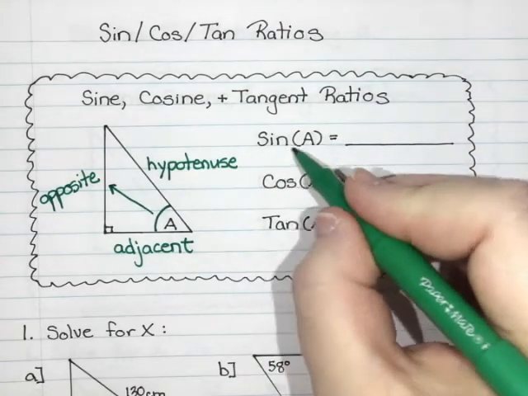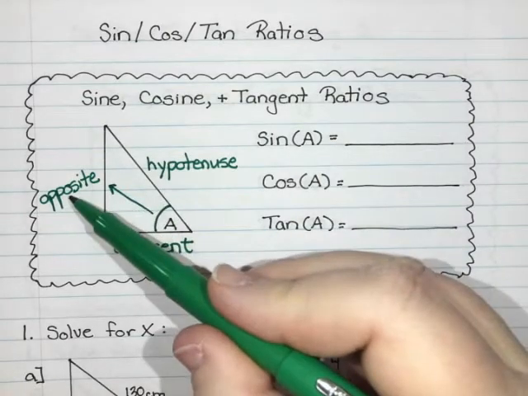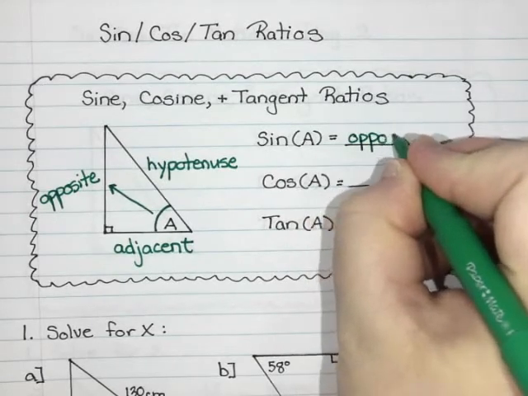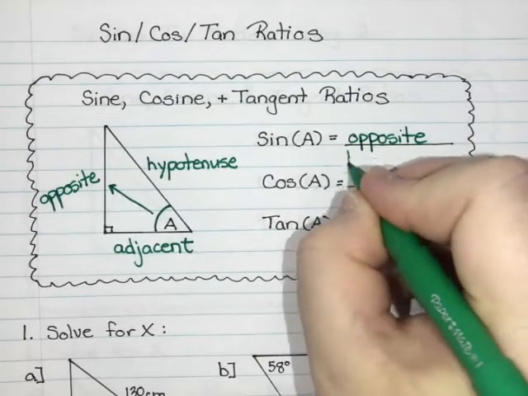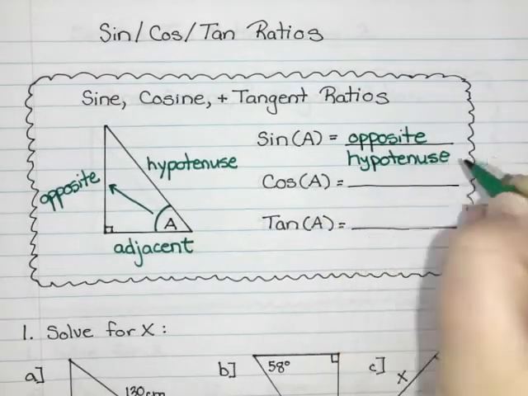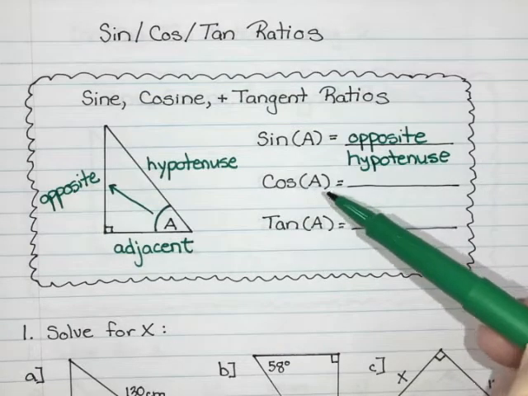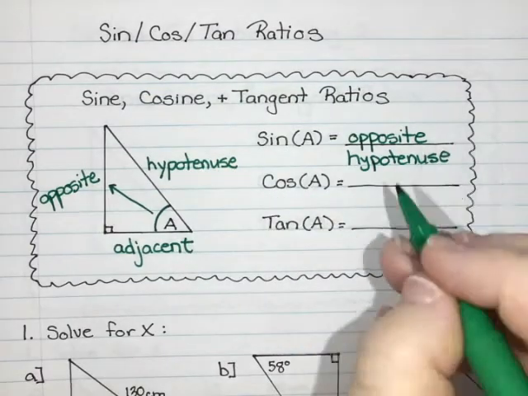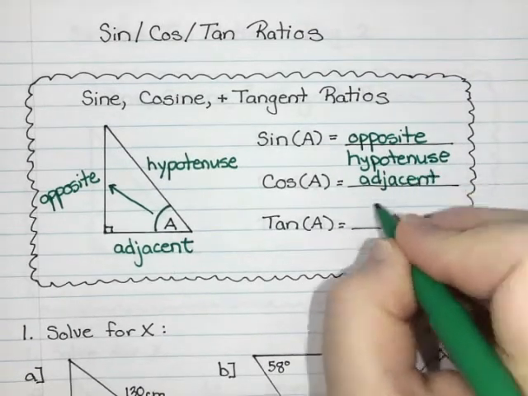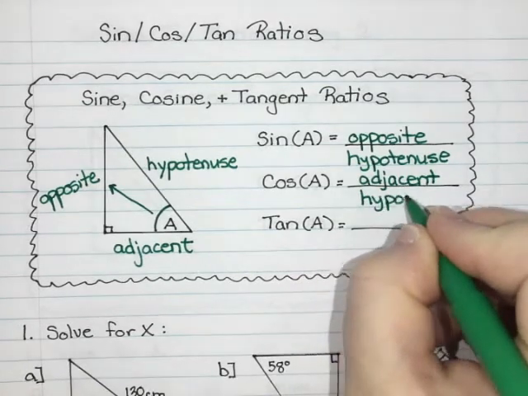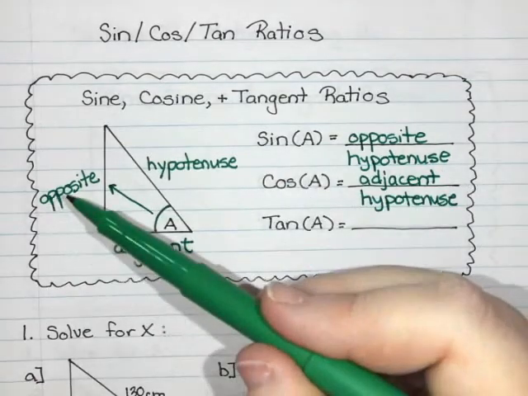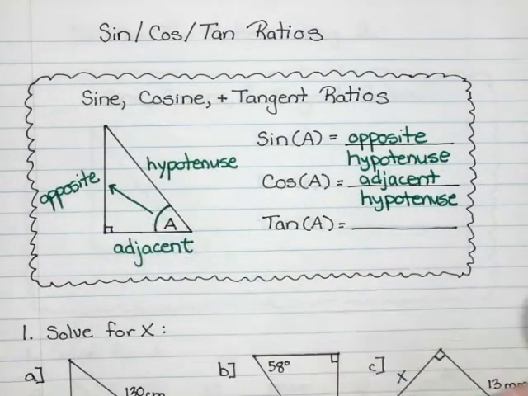So the ratio of sine is opposite over hypotenuse. The ratio for cosine is adjacent over hypotenuse. And our last one, tan, is the ratio of the opposite side divided by the adjacent side.